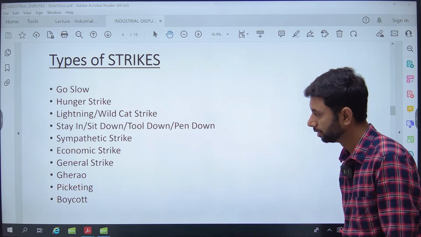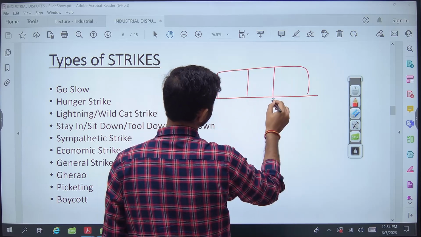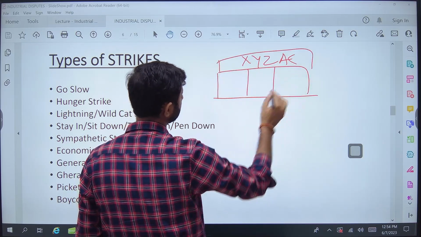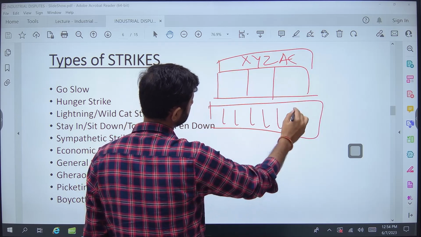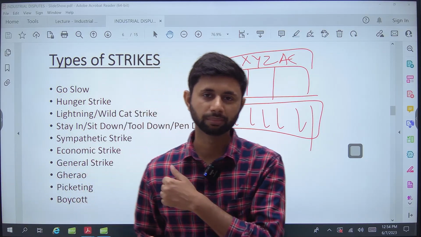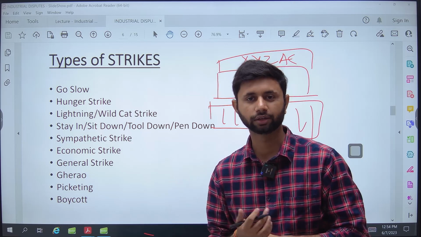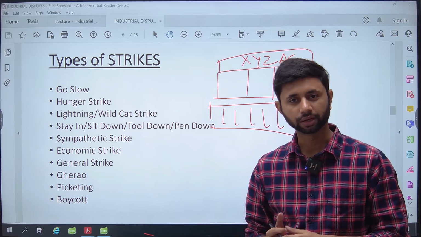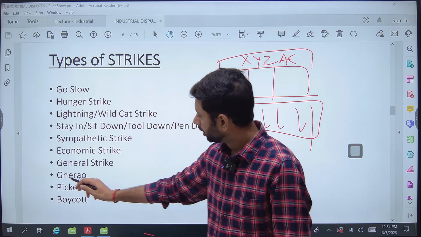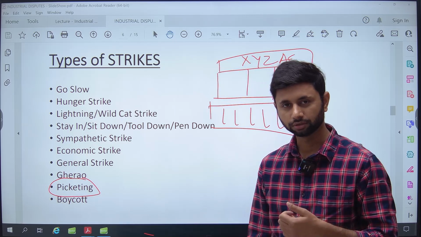Next is picketing. Picketing is nothing but, suppose this is a gate of some company, XYZ automobile company, and the workers stand outside the main gate. They stand outside collectively, in order to draw the attention of the public and also not allow other workers to enter into the plant premises. So this is known as picketing. Standing outside the main gate to draw the public's attention, and also not allow other people to come into the plant premises. So the production will obviously be stopped.